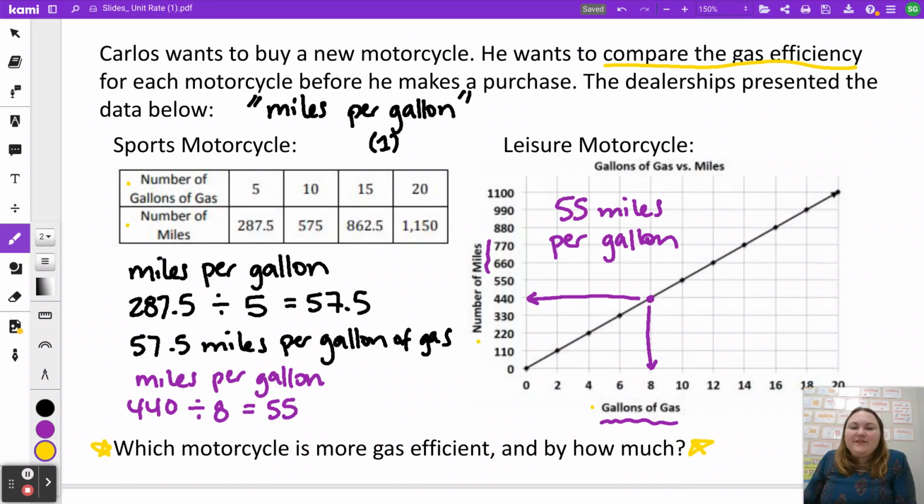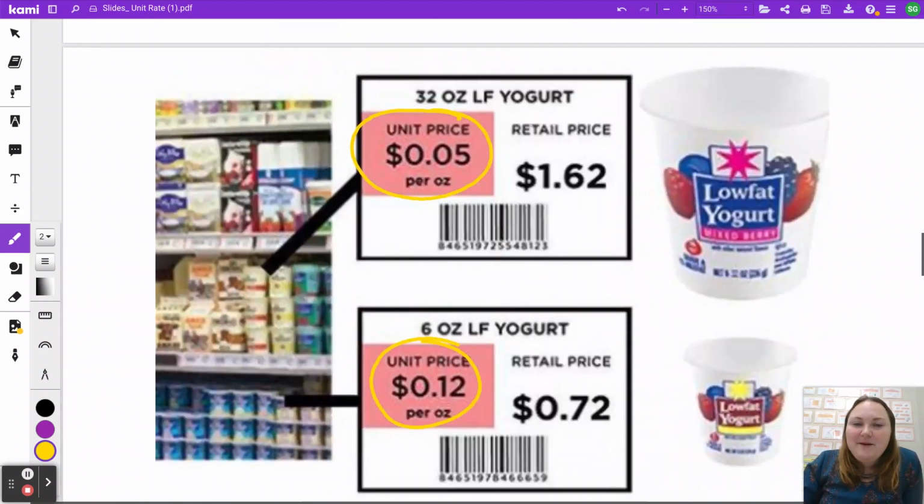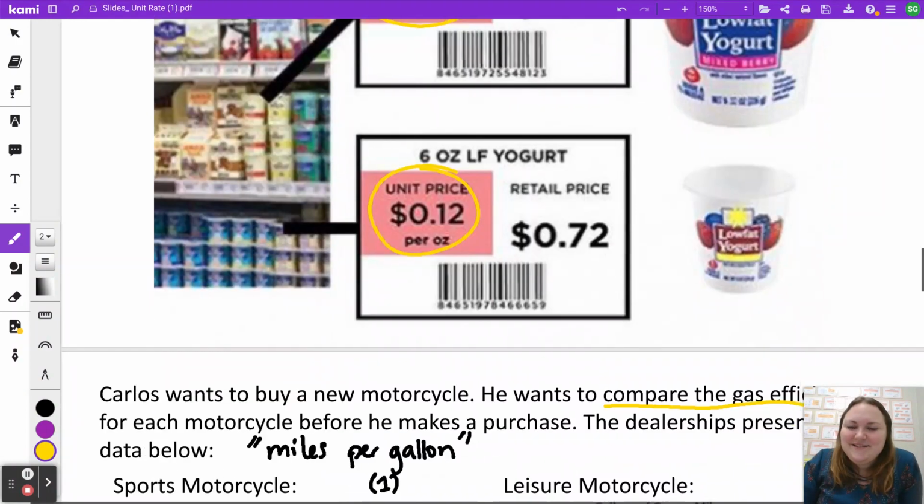We have figured out the sports motorcycle gets 57.5 miles per gallon. The leisure motorcycle gets 55 miles per gallon. Which one would you want to go with? Now, sometimes people say the leisure motorcycle because it's the smallest number. Sometimes people say the sports motorcycle because it's the biggest number. Earlier, when we were talking about price and spending money, we obviously want the smaller number, right? You want the cheaper item. That's how you get a good deal.